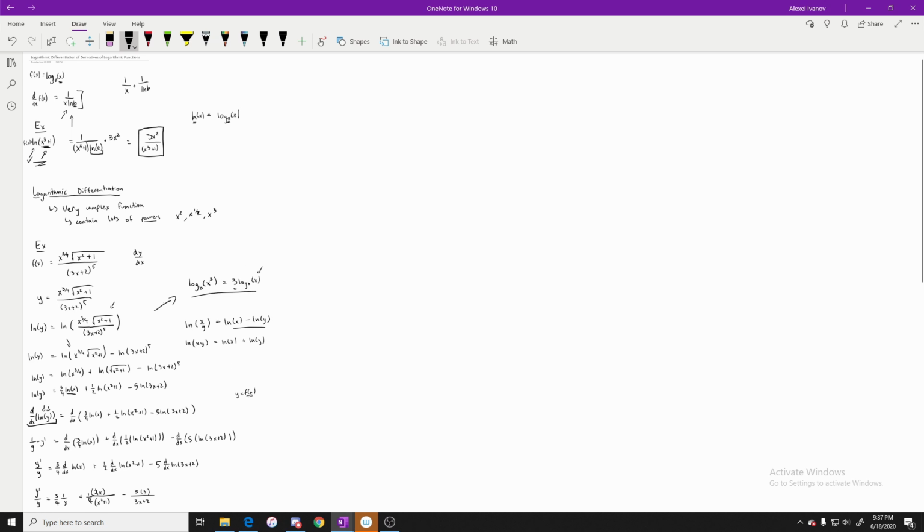Instead, we can just use logarithmic differentiation. So yeah, that was a quick little lesson on logarithmic differentiation and the derivatives of logarithmic functions.